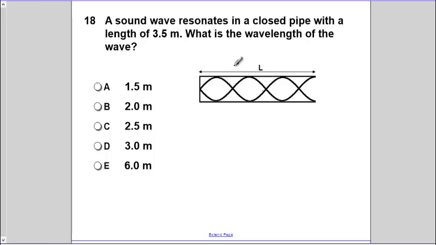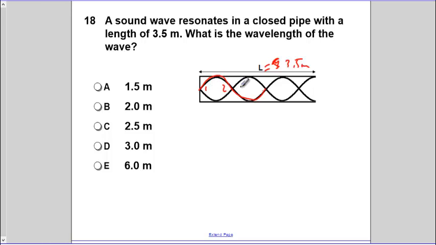The next question is, if L is 3.5 meters, what is the wavelength of the wave? This is a tough one. So here is one wavelength. Will the wavelength be more or less than 3.5 meters? The answer is less because it's less than the length. So we have a complete wavelength fitting in there.